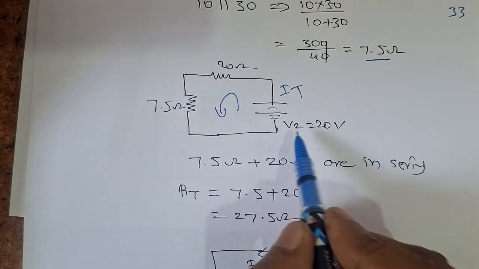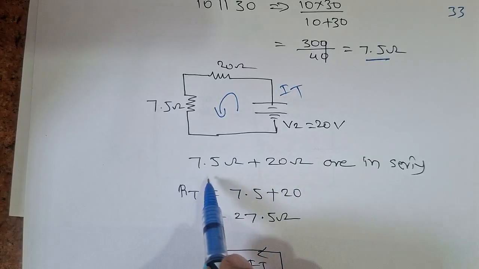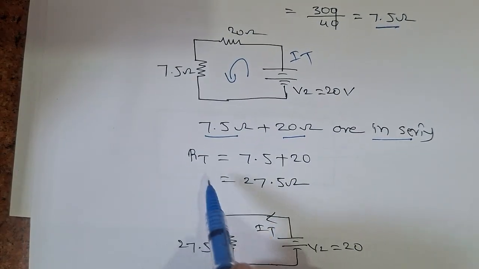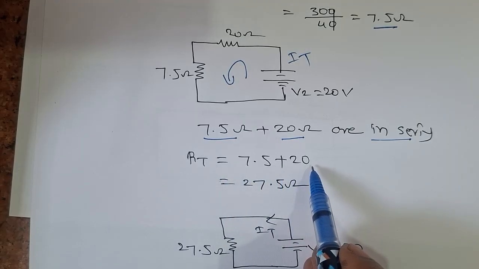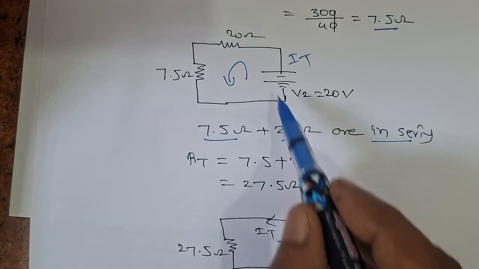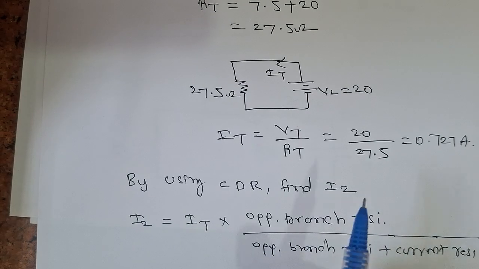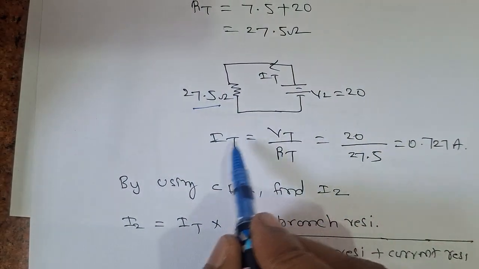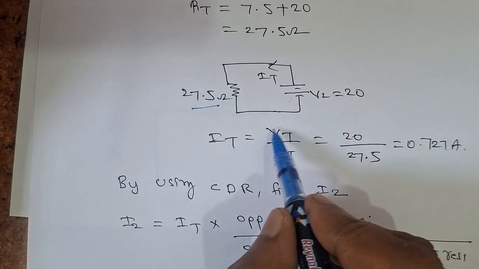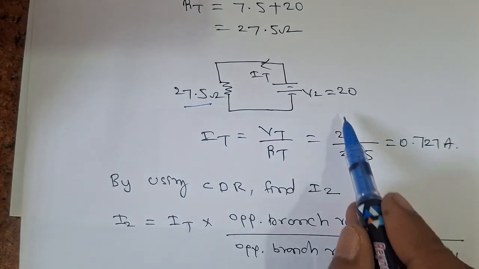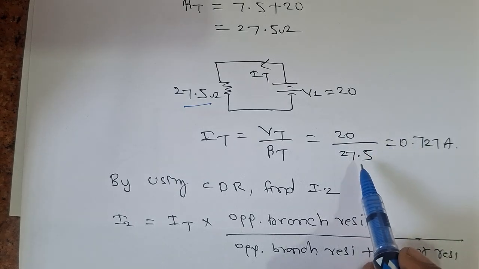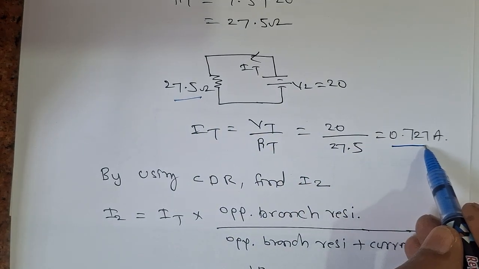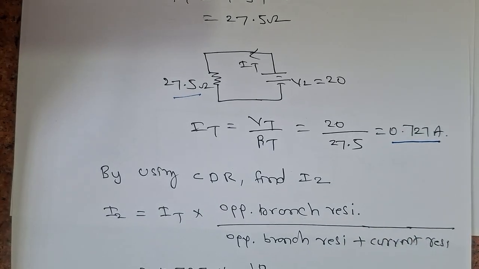So total current is equal to total voltage divided by total resistance. The 7.5 plus 20, both are connected in series. Therefore, total resistance is equal to 7.5 plus 20, 27.5 ohms, the total resistance of the circuit. Again, I draw the circuit. This is the single circuit. Therefore, the total current is equal to total voltage divided by total resistance. Total voltage 20 divided by 27.5 total resistance. Therefore, 0.727 amperes is the total current.